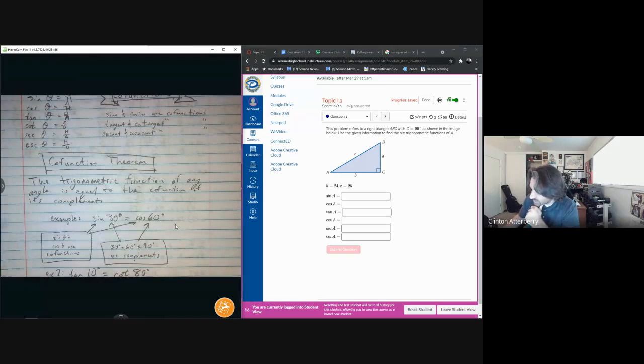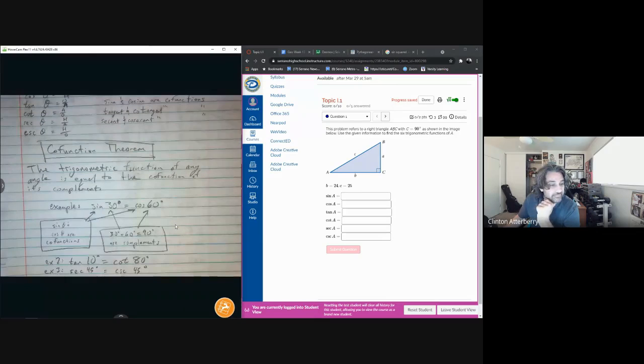So what that would look like is sine of 30 degrees and cosine of 60 degrees are equal. So the sine of 30 and cosine of 60 are equal. Why? Because sine and cosine are cofunctions, and 30 and 60 are complements, right? They add up to 90 degrees. Therefore, those values would be equal.